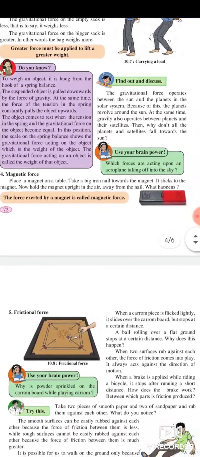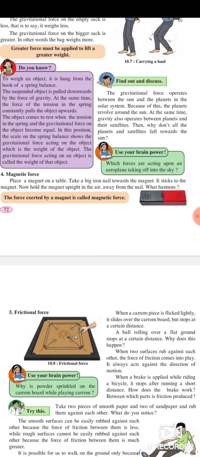Use your brain power. Which forces are acting upon the aeroplane taking off into the sky?